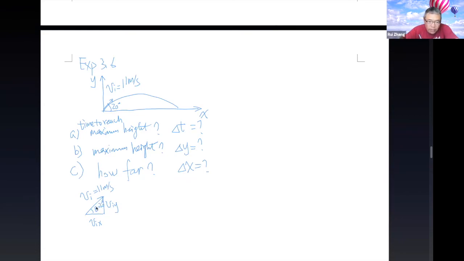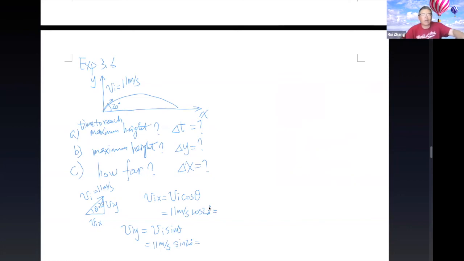So you're given this length and 20, the angle. You can find out these two components just like for our vectors. But in this case, it's a velocity vector. It's not a displacement vector, but the idea is the same. So VIX is going to be given by VI times cosine theta. So you have 11 meter per second times cosine 20 degree. And similarly, VIY is VI times sine theta, which is 11 meter per second times sine 20 degree.